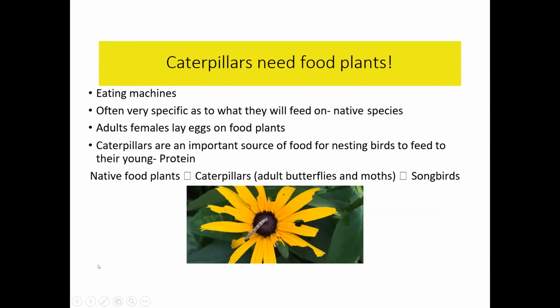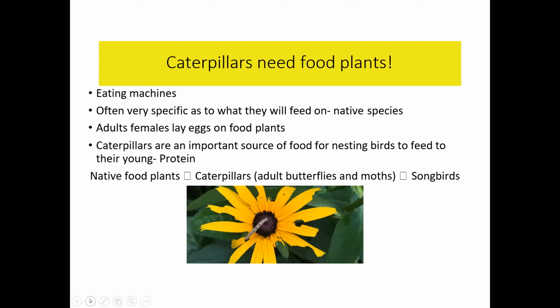Caterpillars are basically eating machines, and they're very specific as per what they will feed on. And they obviously need to feed on native species. Adult moths and butterflies will lay their eggs on food plants. When the caterpillars hatch out of the eggs, those food plants are right there for them to feed on. And caterpillars, like I said, don't just eat any green plant. They are very specific, sometimes down to families or genus of plants as per what they will eat.